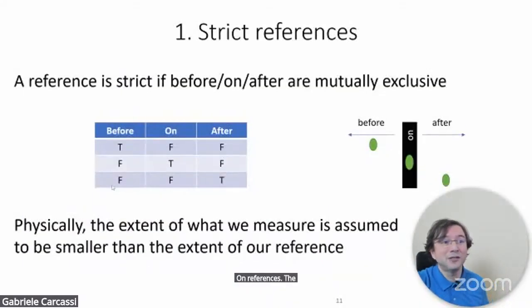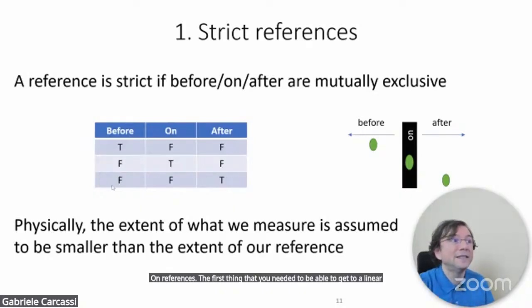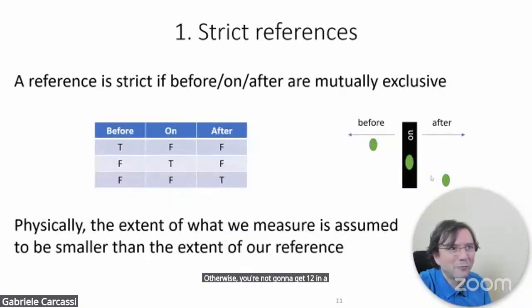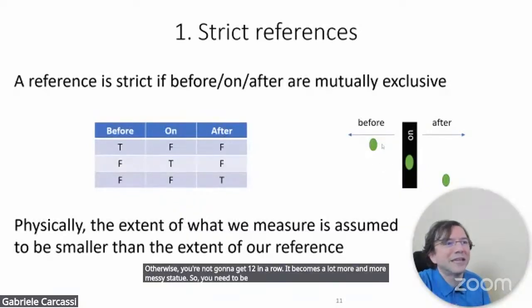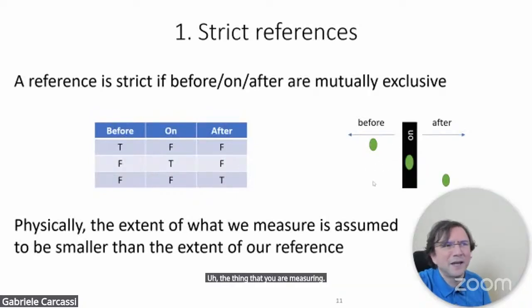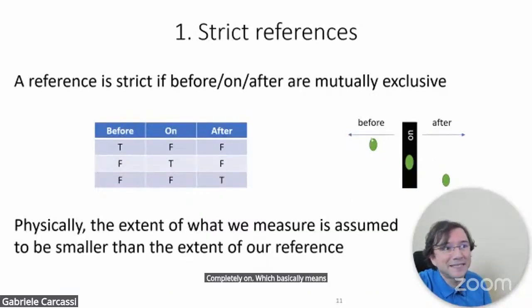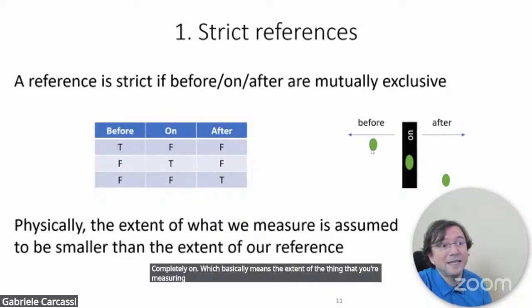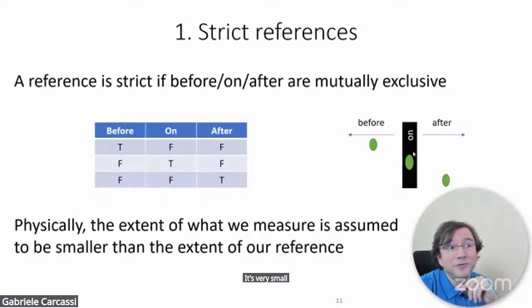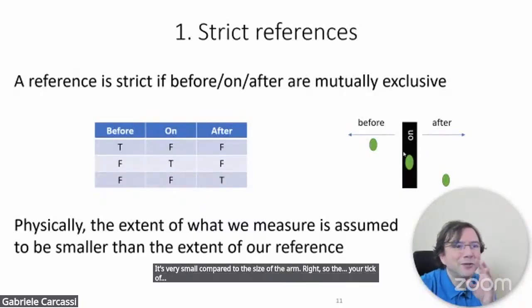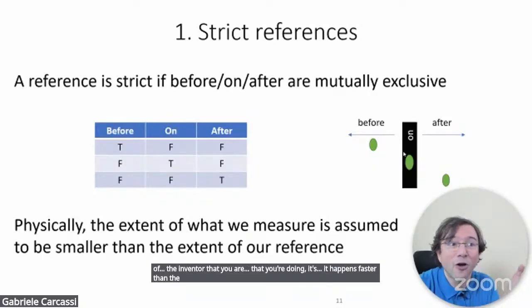The first thing that you need to be able to get to a linear order is that you need to remove the overlap. Otherwise, you're not going to get to a linear order. It becomes a lot more messy. So you need to be able to say that the thing that you are measuring is always either completely before, completely after, or completely on, which basically means that the extent of the thing that you're measuring is very small compared to the size of the on, right? So the tick of the event that you're measuring happens faster than the resolution of your problem, for example, something like that.